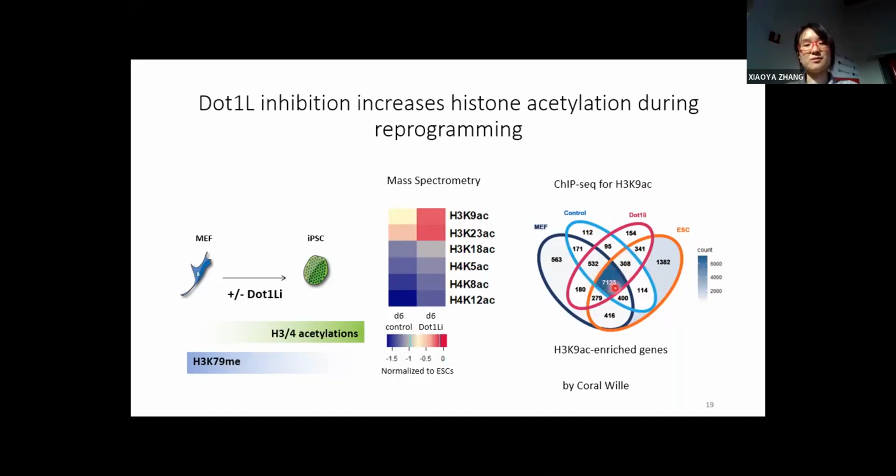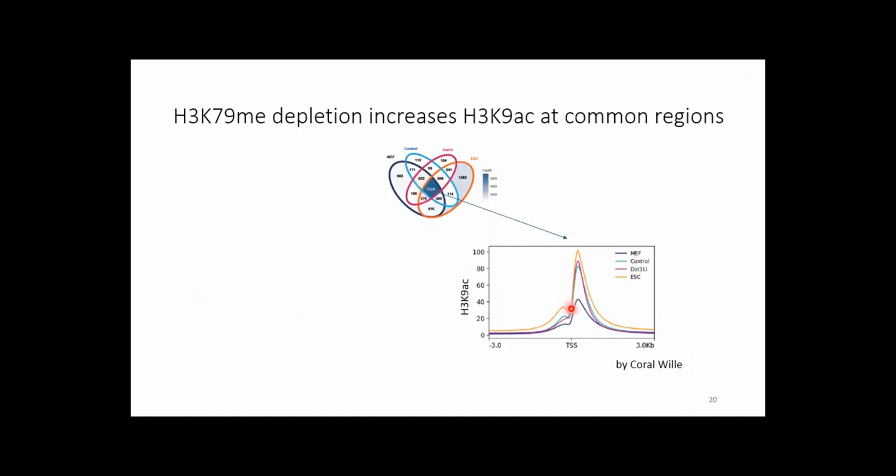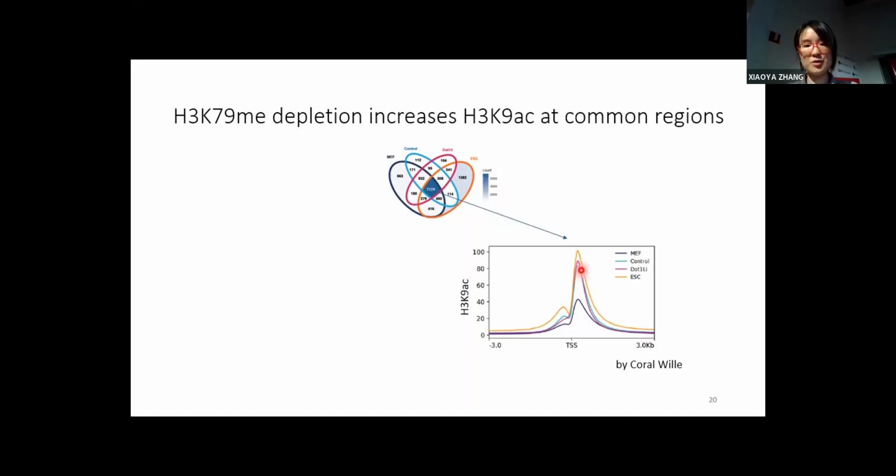About 7,000 genes are shared, and those shared genes all have K9 acetyl enrichment. If we take a closer look at those overlapping peaks, you can see that the DOT1L inhibition, shown in pink here, is higher than the control. It has higher enrichment of K9 acetyl near the transcriptional start site. So it does increase in the shared genes.